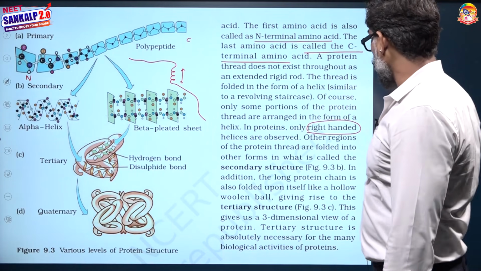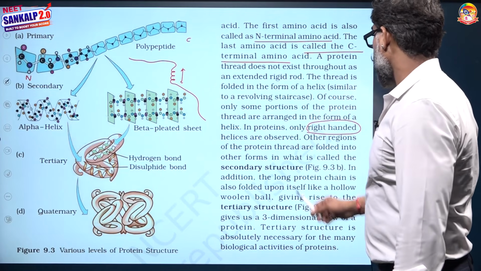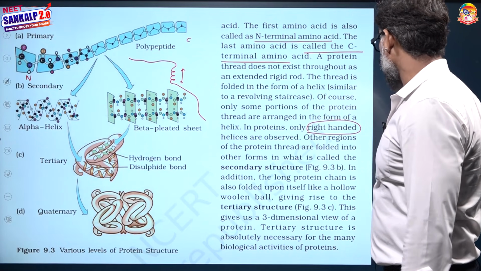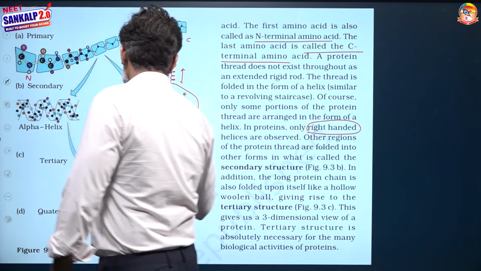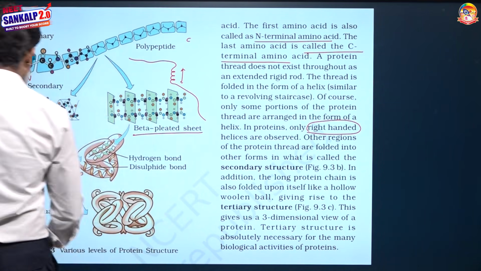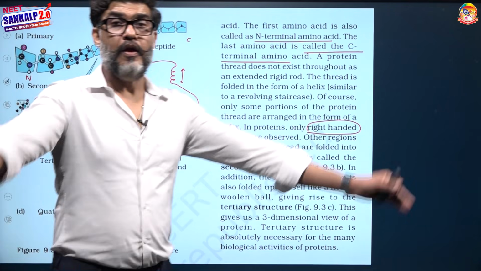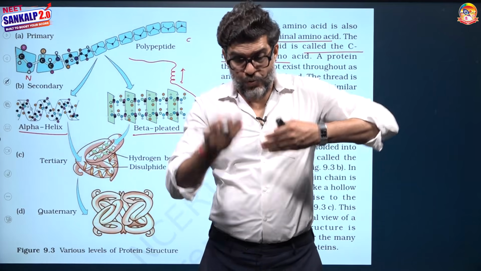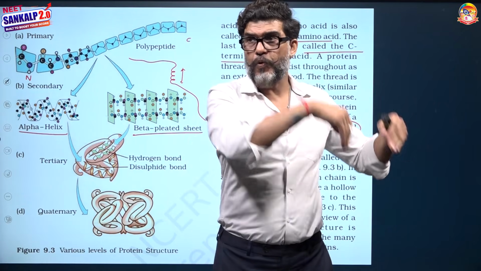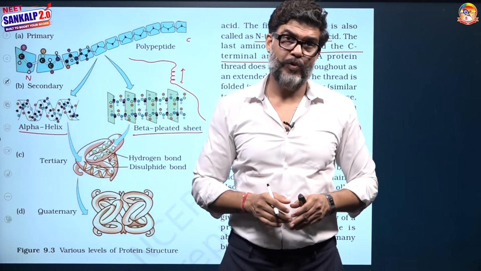Other regions of the protein thread are folded in other forms, which are also called secondary structure. This is the secondary structure called beta pleated structure. This is another secondary structure called alpha helix structure. When an alpha helix or beta pleated structure forms, due to this coiling and folding, another additional bond is established, that is the hydrogen bond.